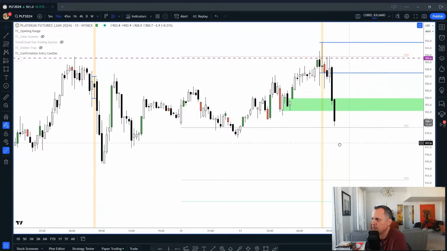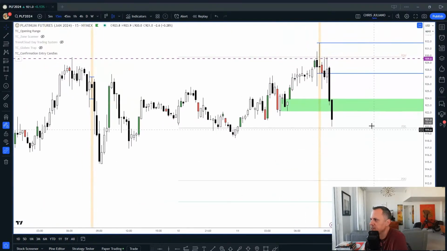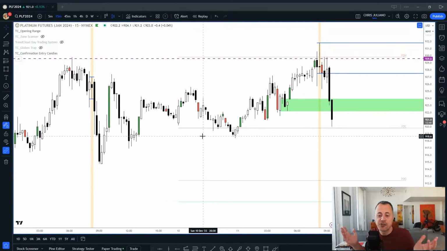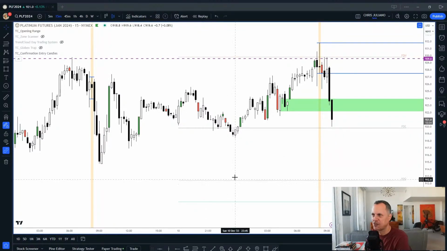These are all support levels. These are support levels inside of the chop area, so it never really gives you a proper demand zone. So always be able to identify chop areas, right? Which is why we go to our secondary method of entry, which is our TrendCloud signals, right?